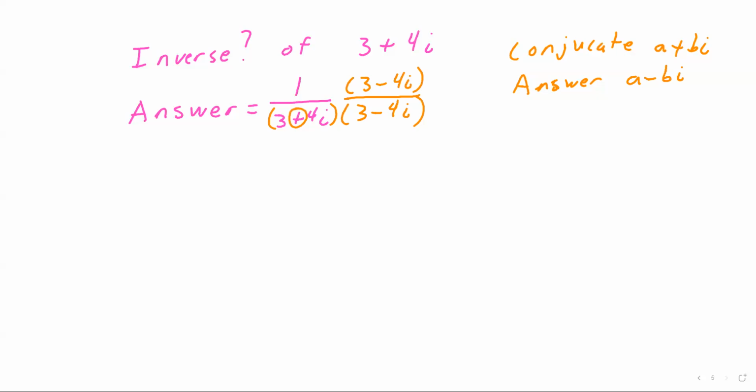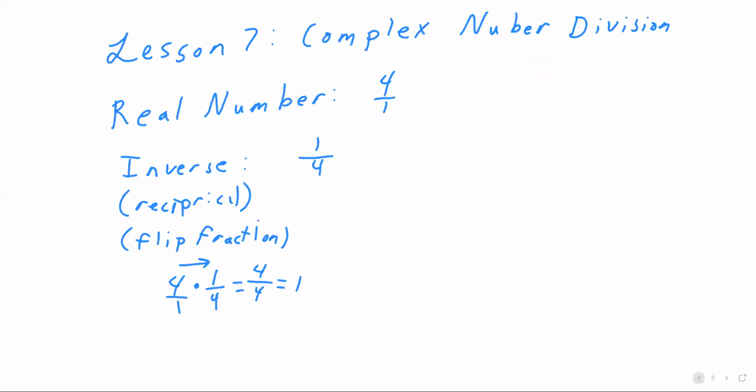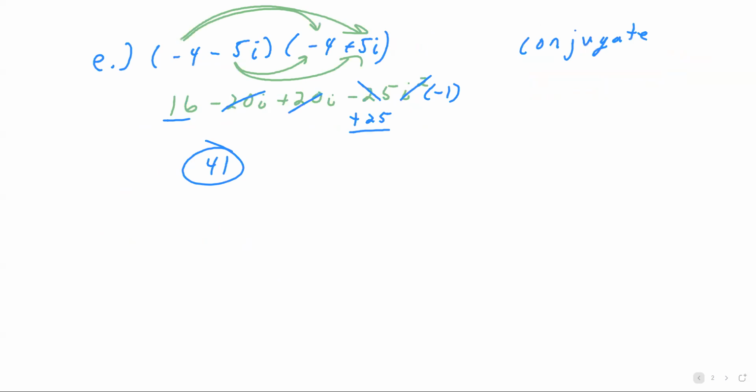So what did you notice happen on part E? When I look at E, when I took these two binomials, they were pretty much exactly the same, except those middle things changing. What did my final answer turn into? A real number with no imaginary parts left. So when we multiply by the conjugate, it cancels that imaginary part out.